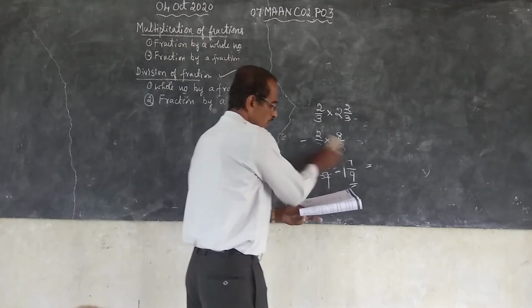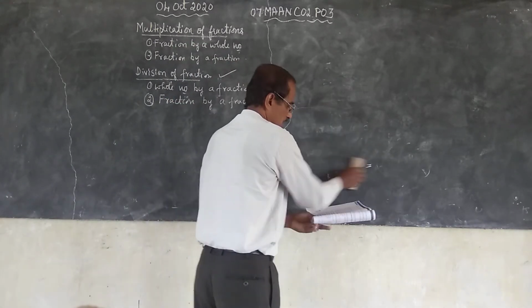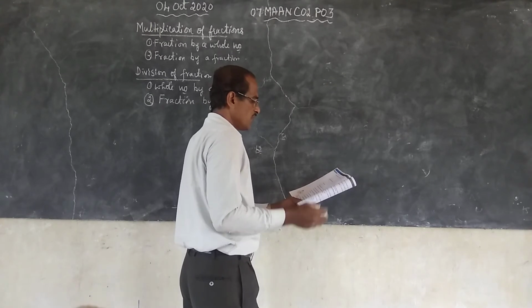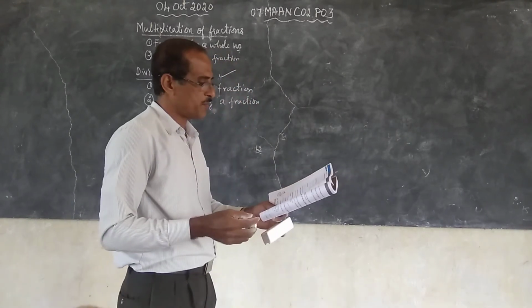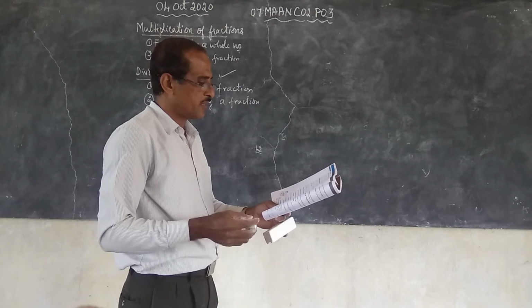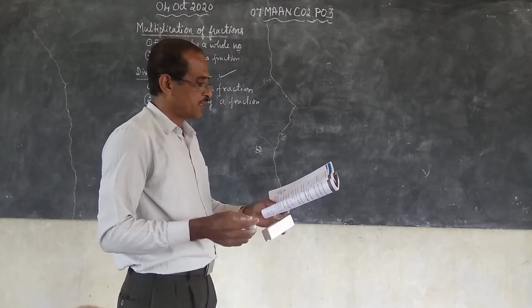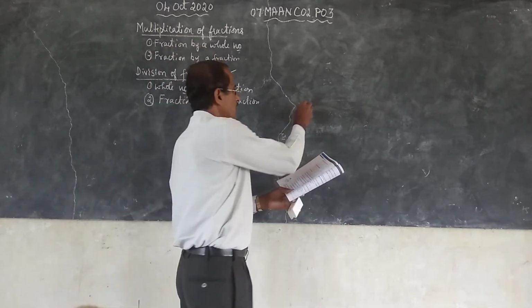Look at the next question. Multiply the following fractions. The same type of question. In the second question also the same type of questions are given. Then, the fourth question, look at it.